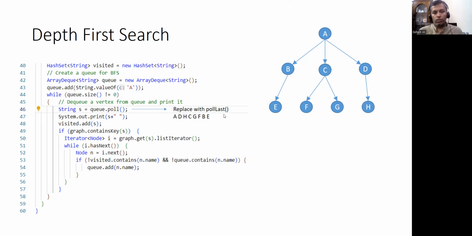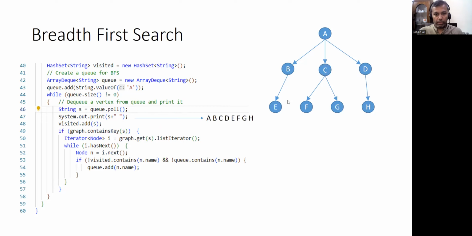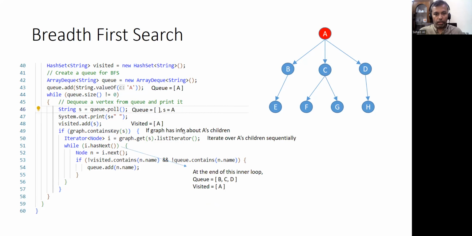If you just replace it with poll last, if you query the last element first, then you will explore from right to left, which is in this case first node A, and then the last element among B, C, D. If you remember, when we inserted A's children, the while iteration inserted B, C, and D, and then once we go out we explored B first, but in this case we are going to explore D first.